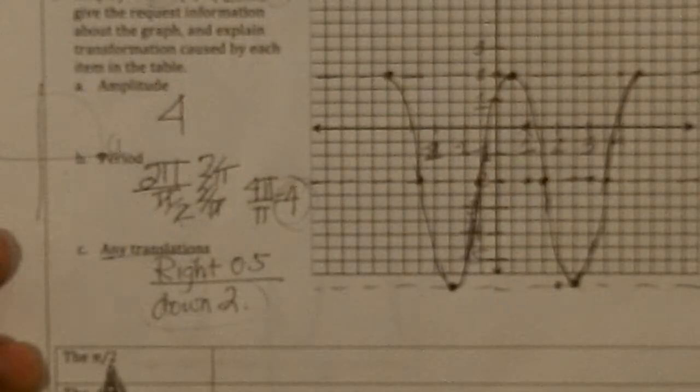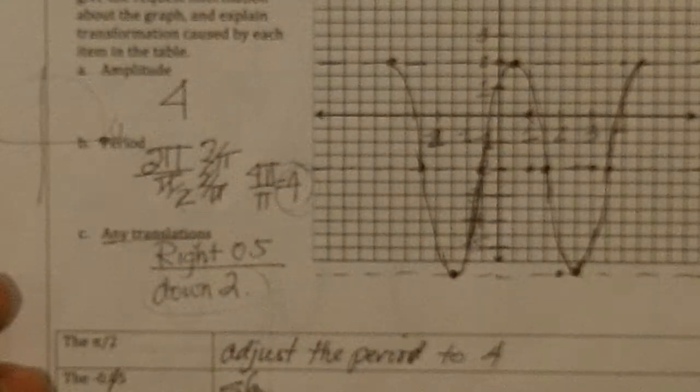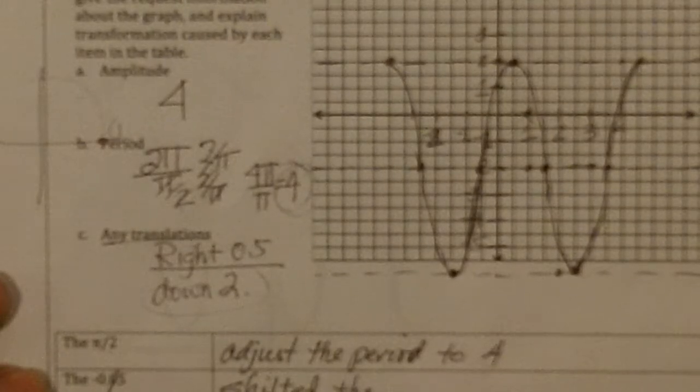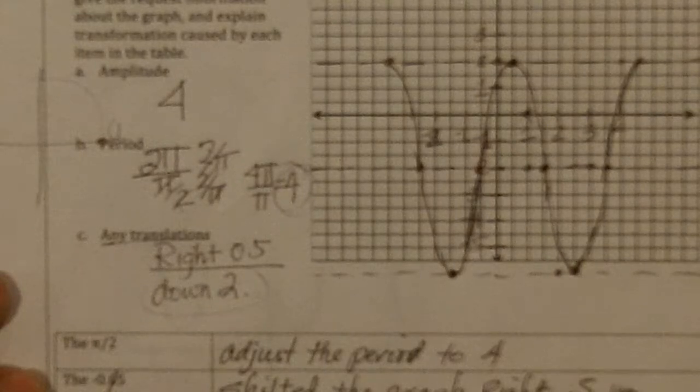Okay, now I asked, what does the pi over 2 do? That adjusts the period to 4. And the negative 0.5 shifted the graph, the curve, 0.5 units.